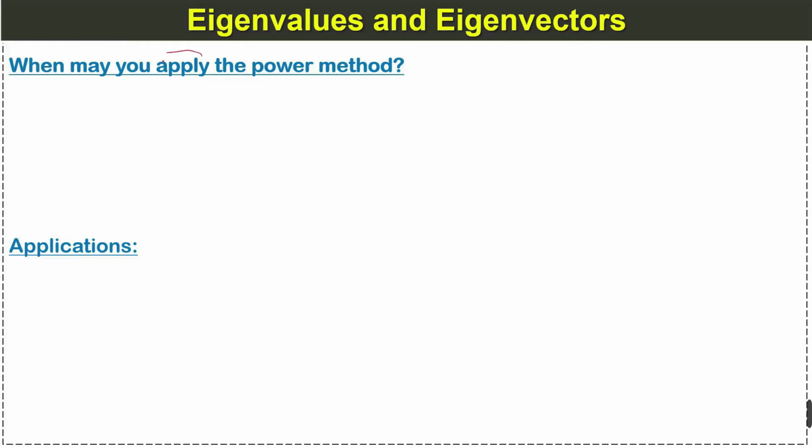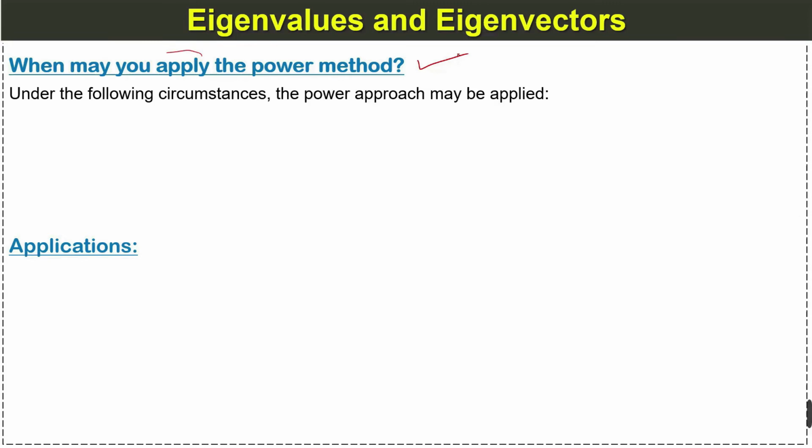Okay, so next we have, when may you apply the basic power method. Under the following circumstances, the power approach may be applied. First, only the largest eigenvalue is required: when we only desire to calculate the largest eigenvalue of the matrix, then we apply the basic power method instead of other methods.